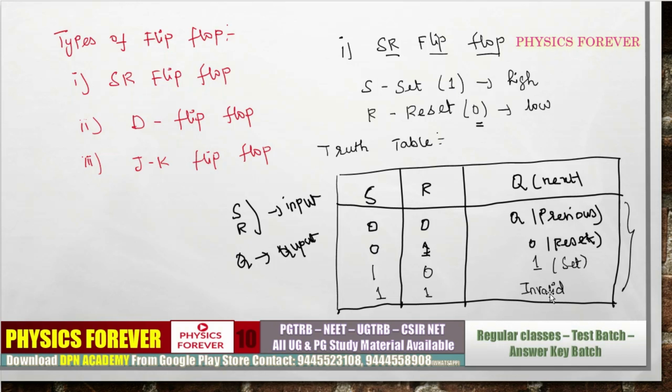Then the toggle flip-flop, which is the T flip-flop. We will see it in detail in upcoming classes. Up to this, these 3 flip-flops are important for the upcoming PGTRB examination. If needed, we can go for the T flip-flop also. We have to know the difference between SR and JK flip-flops. In the SR flip-flop, if both inputs are 1, the output is invalid. In the JK flip-flop, if both inputs J and K are 1, the output is toggle.